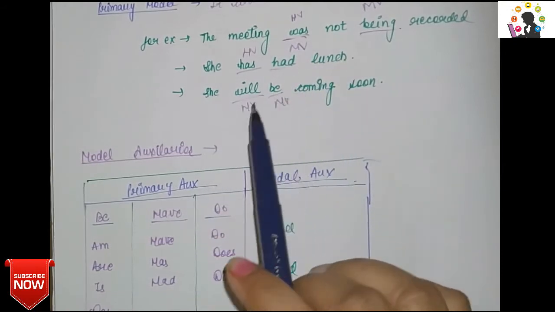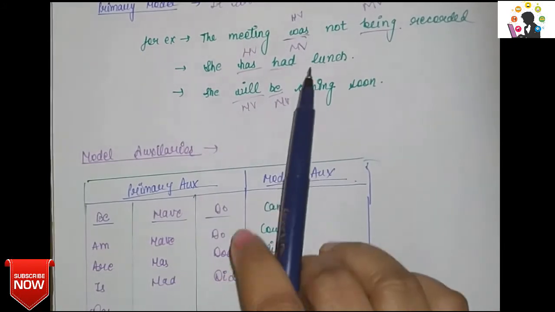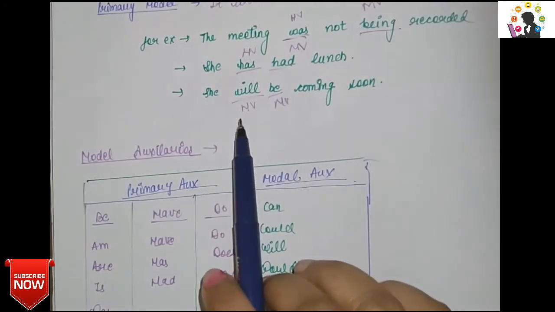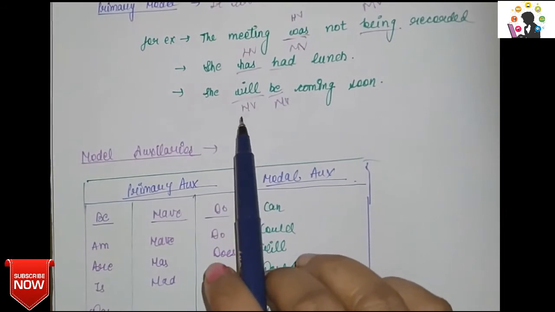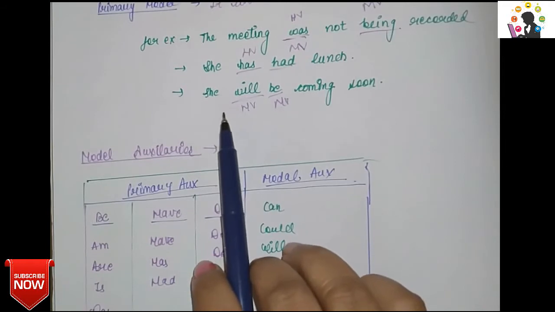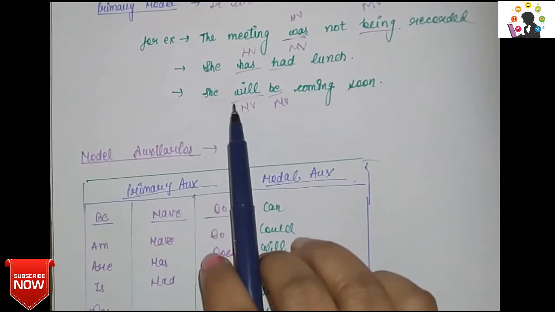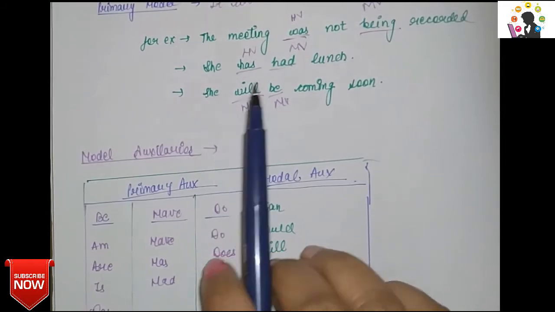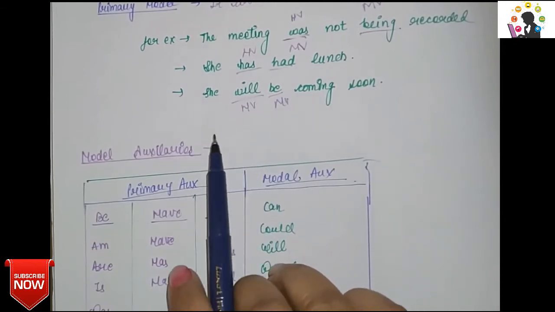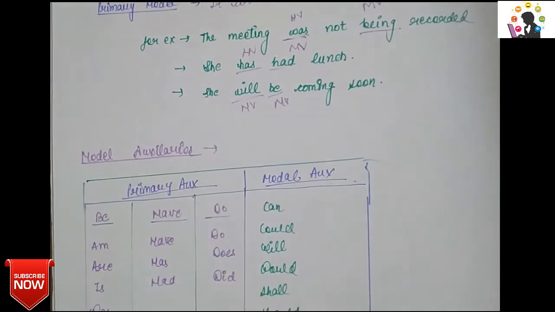So where there is a main verb, जहाँ कहीं पर भी main verb होती है वहाँ helping verb होती है, ना कि linking verb. Okay, this is the main difference between helping verb and the linking verb. By this we can easily identify the difference between helping verb and the linking verb.